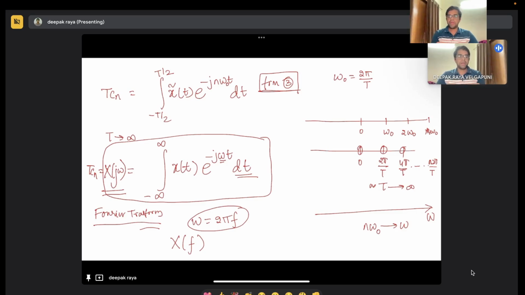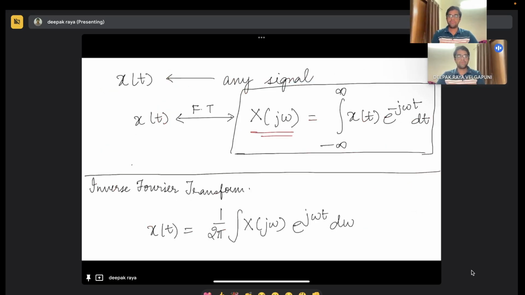Reiterating the expression here, x of t is any signal, and its Fourier transform is the integral from minus infinity to infinity of the signal times the complex exponential e power minus j omega t dt. This is the Fourier transform. Until this point is everyone clear? If anyone has any doubts, please ask, or if you're not clear with the derivation.